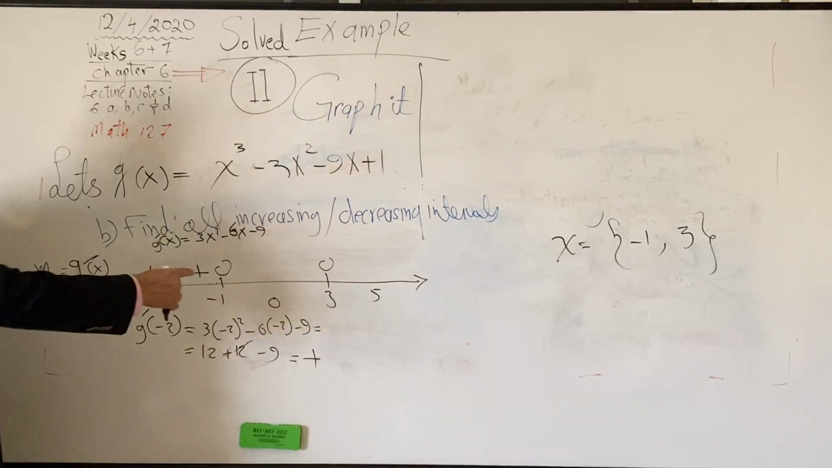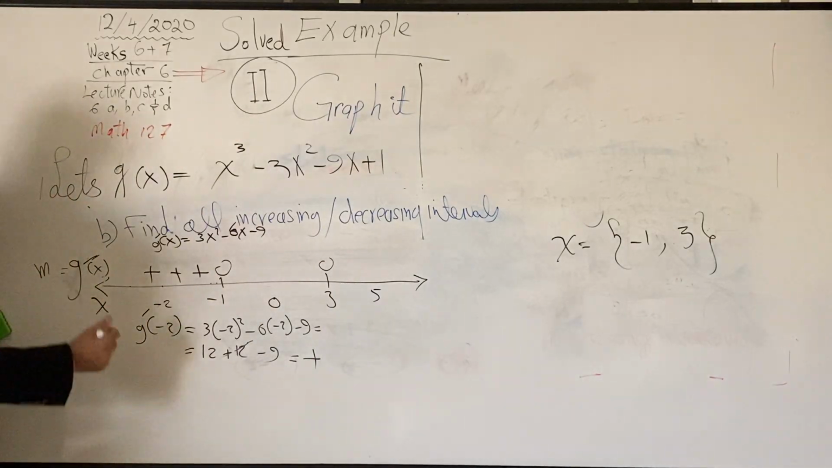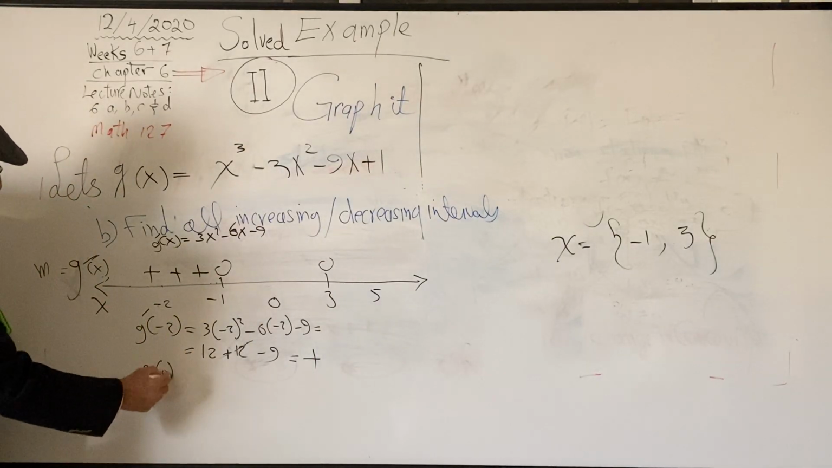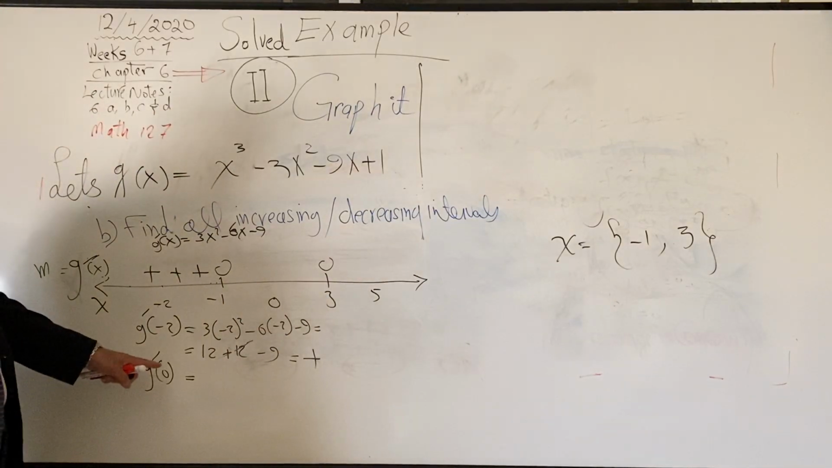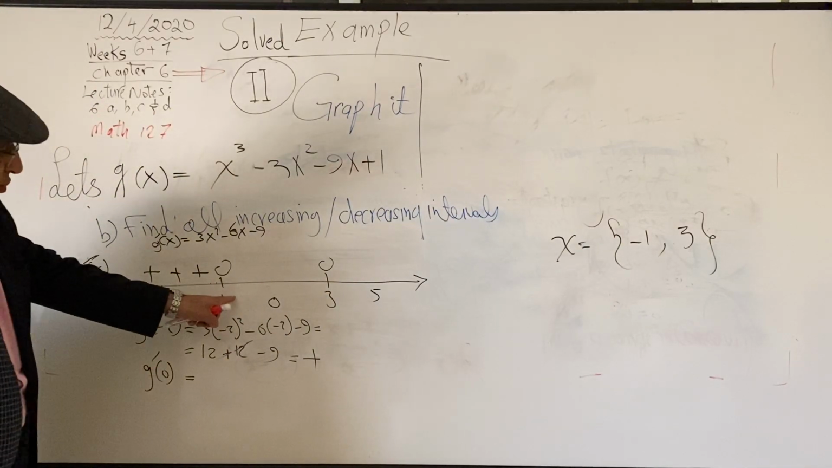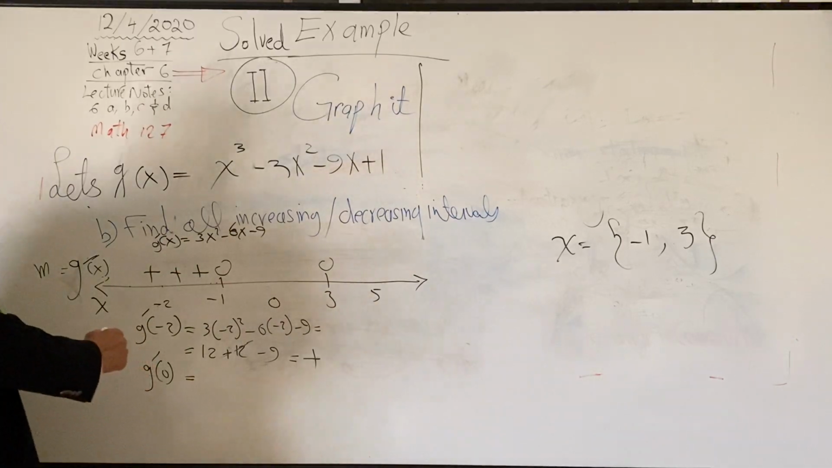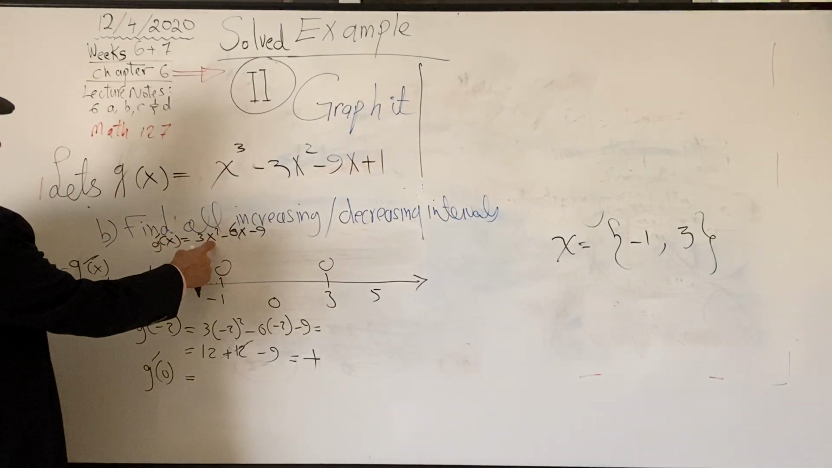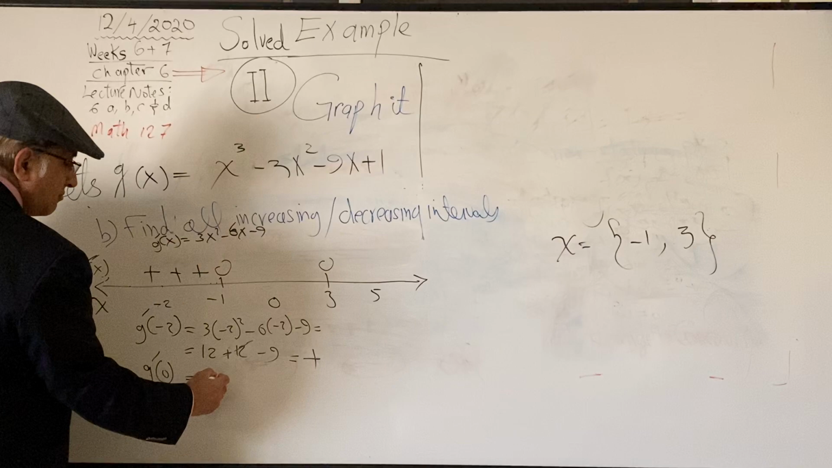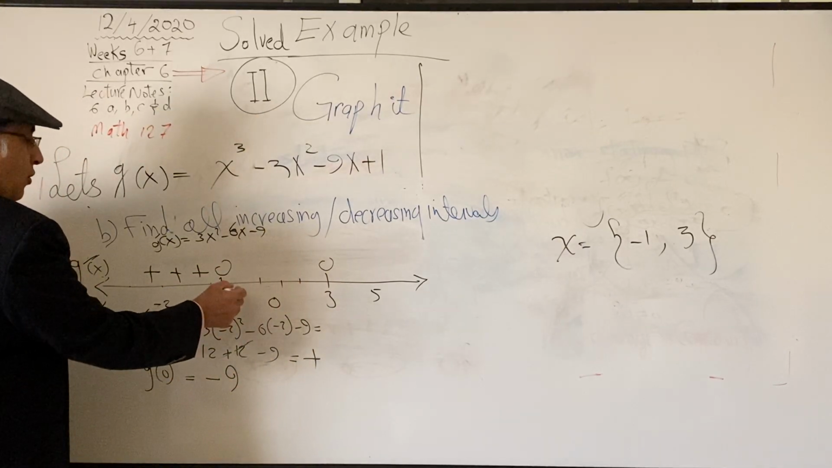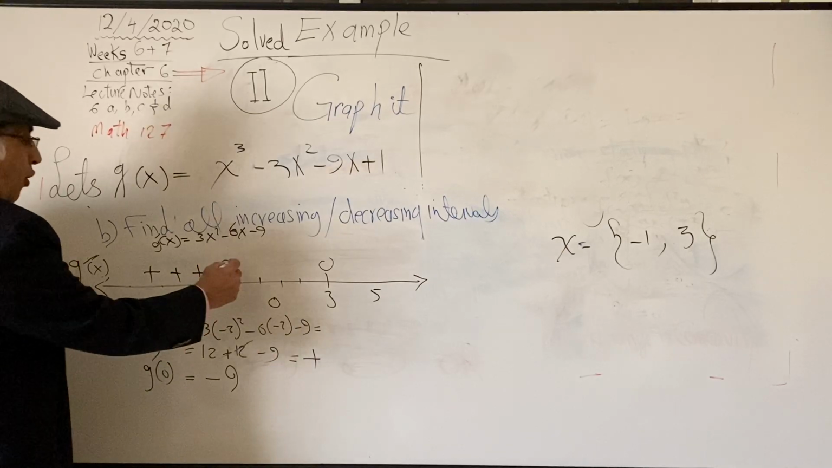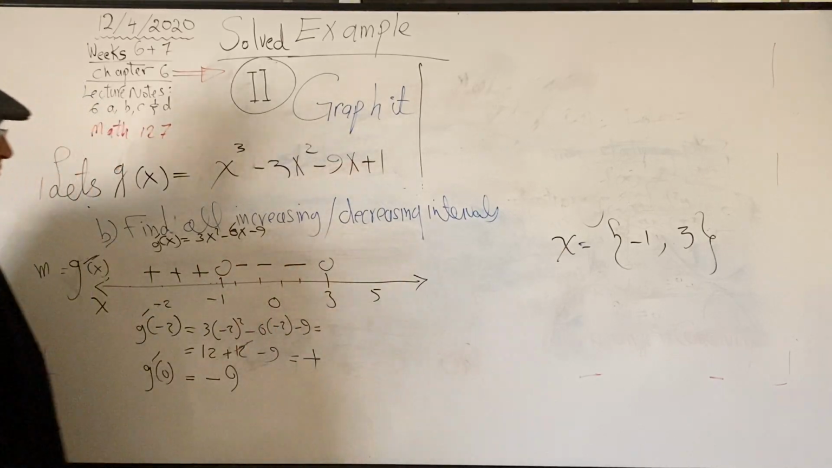How about if I choose the 0? Let's find out. What is the value of the slope or the derivative when x equals 0? I can choose any value in between. Take the 0, plug it in here. 3 times 0, 0 minus 6 times 0. What's the answer? Minus 9. So if you choose 2, or 1, or 0, or 0.5, negative 0.5, always the gradient is negative.